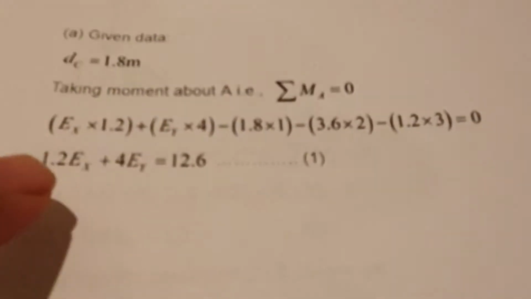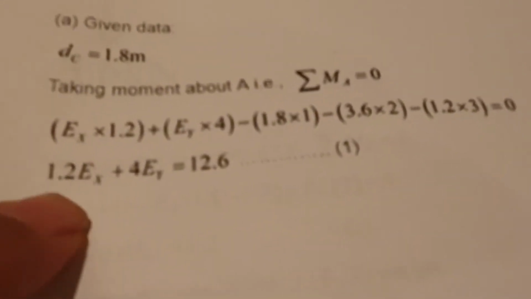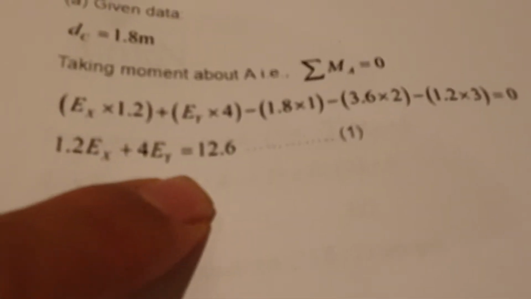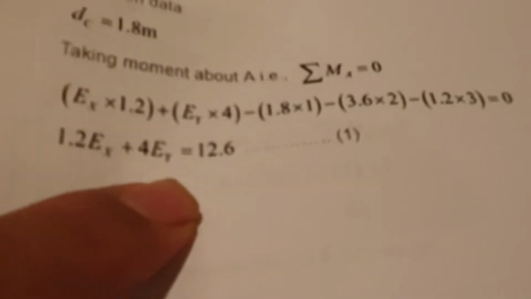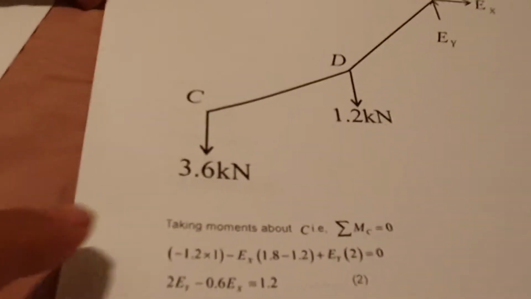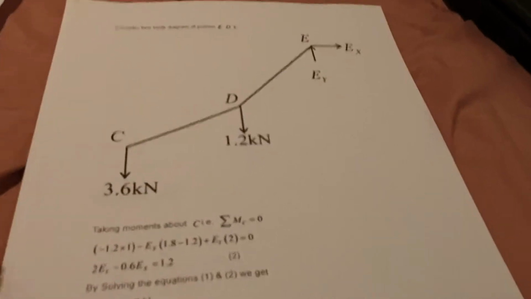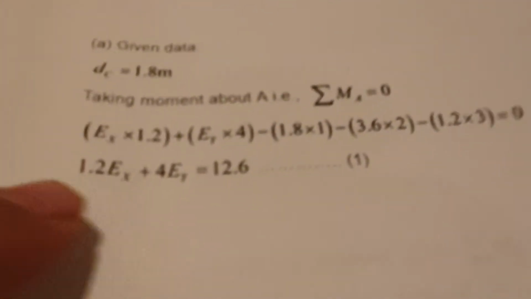So we put them all together. You'll find that now we have two unknowns. 1.2 AX plus 4 AY equals 12.6. And we have one equation. Let's do another equation. Remember, we'll keep this equation in mind.